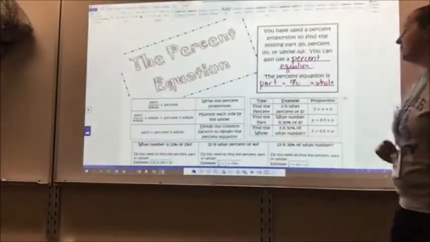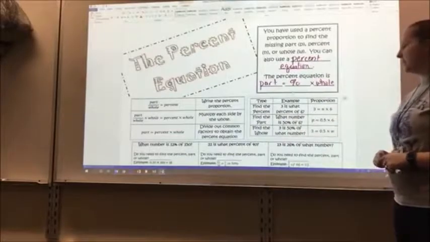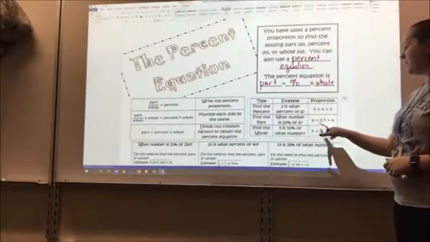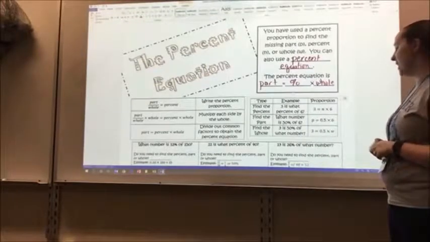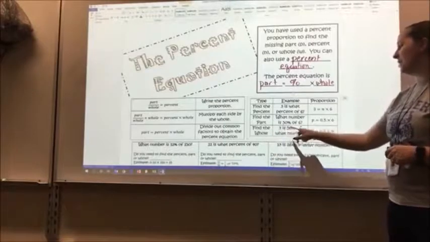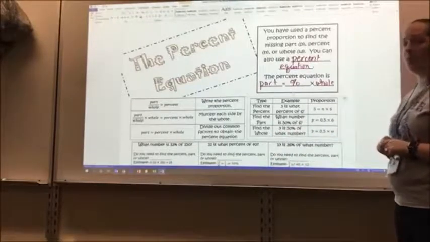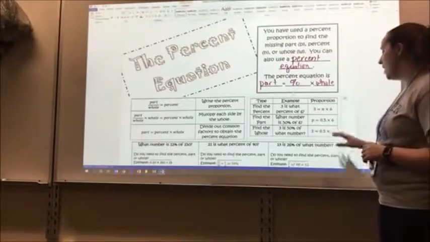I can do the same thing with the part and the whole. What number is 50% of 6? Well, P equals, and I changed my 50% to a decimal, 0.5 times 6. And then the following, find the whole. 3 is 50% of what number? 3 equals, again, I changed my percent to a decimal, times W.